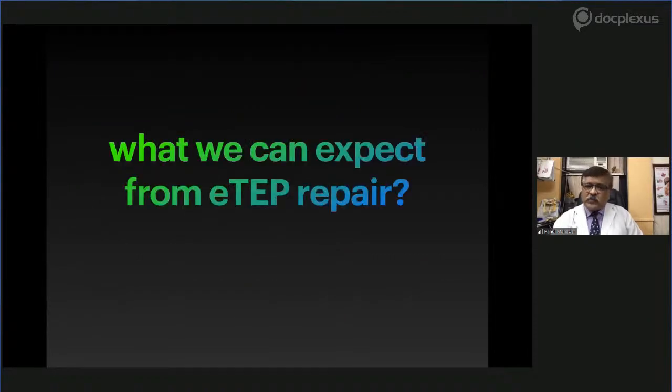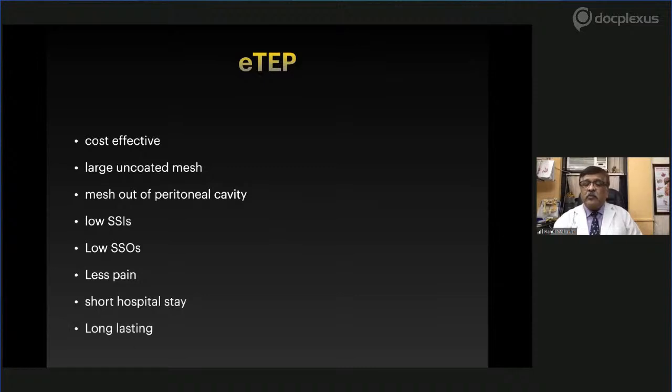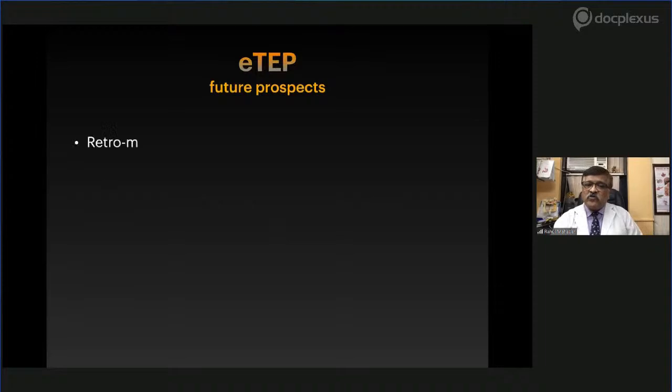What we can say is that it is cost effective. A large uncoated mesh is used, so cost becomes very less. The mesh is kept outside the peritoneal cavity. There are low surgical site infections, low surgical site occurrences like seromas, hematomas, or disruptions, less pain and shorter hospital stay. Most importantly, it is a long-lasting repair. So the future prospects for E-TEP are definitely there.